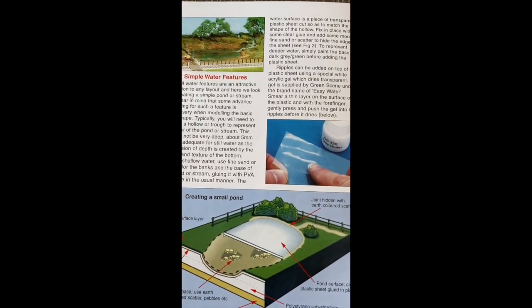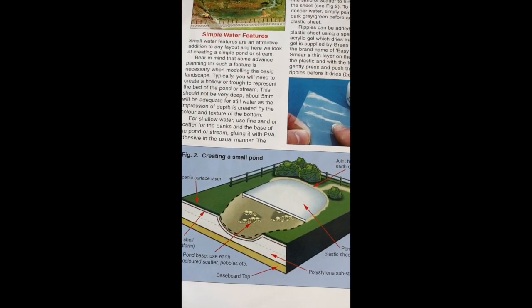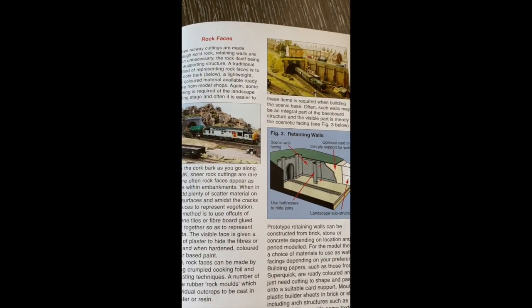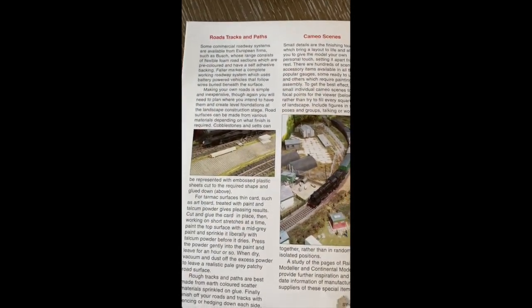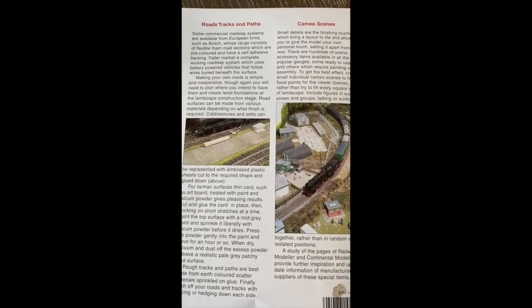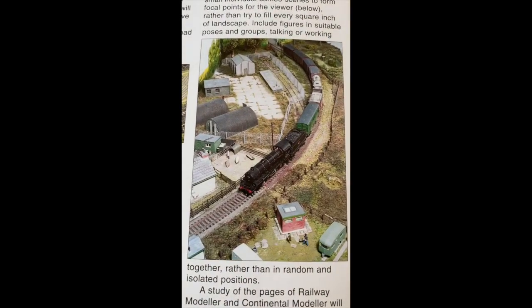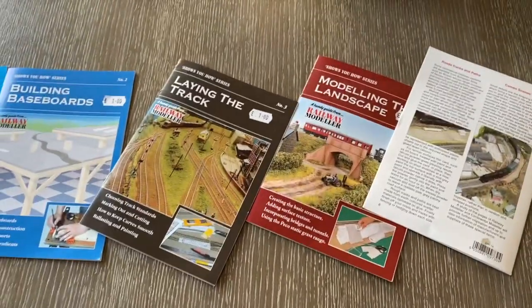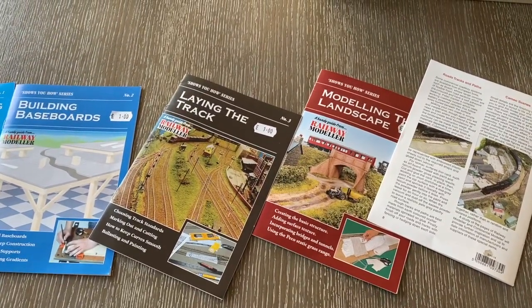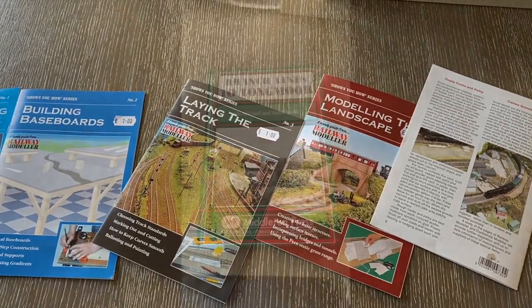Again, other ideas, gluing things, making a pond, how to make a pond. Rock faces, how to make rock faces. So walls and various other things. Making a road, and then making other things for the train. So you see how people do all these. So lots of information booklets that we've got to help build the train.